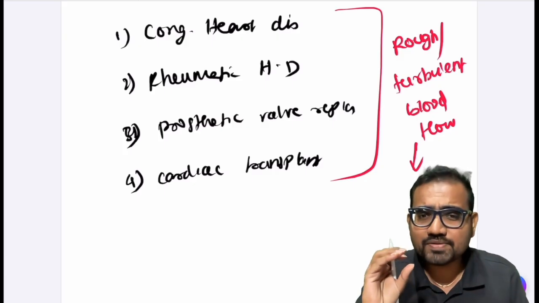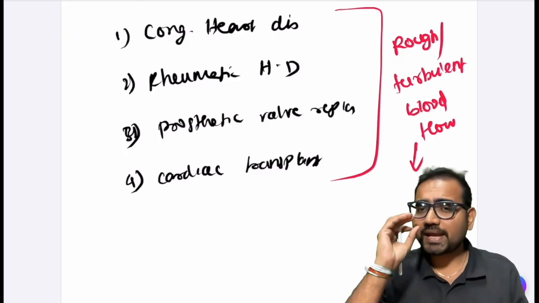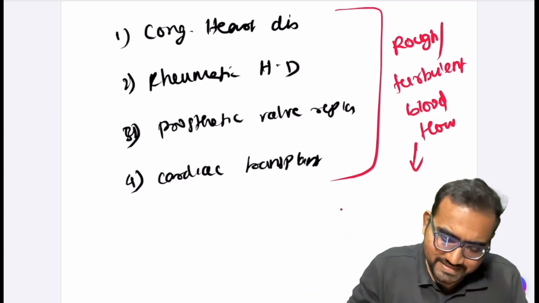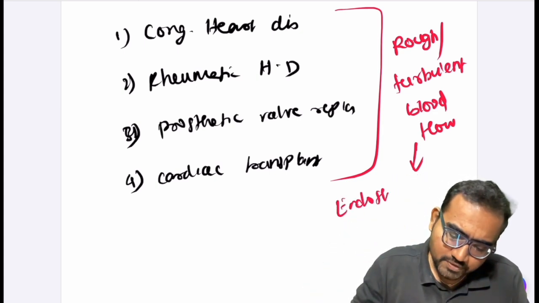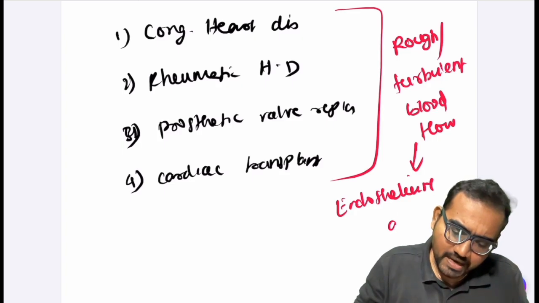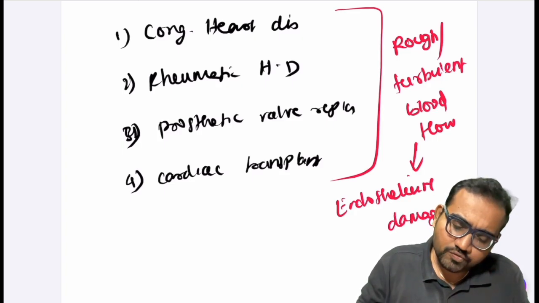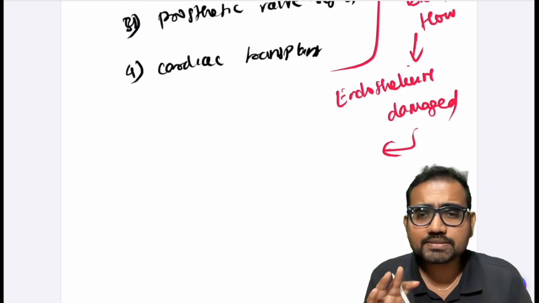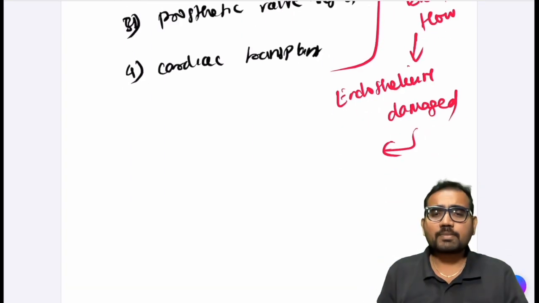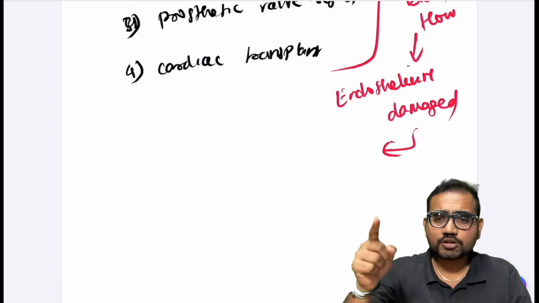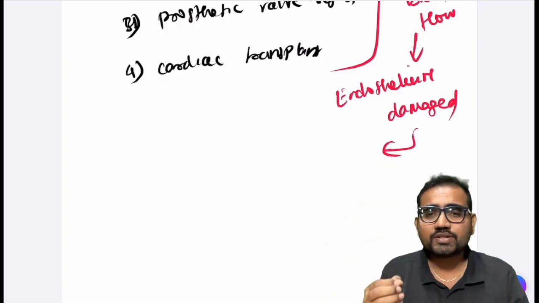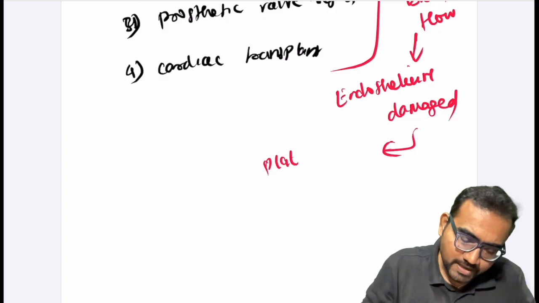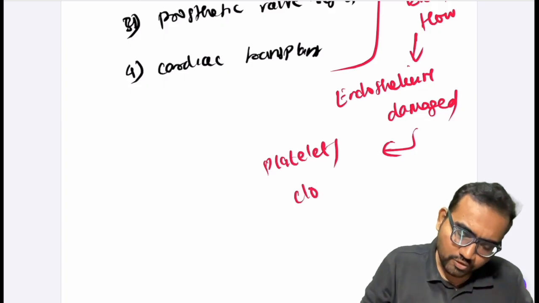We know that the blood vessel is lined by endothelium. So the endothelium, because of this rough or turbulent blood flow, is getting damaged. So we all know any damage to the body signals in the form of inflammation. So what happens? Damage to the endothelium because of the turbulent blood flow is going to trigger platelet formation. Platelet plug is formed. So platelet or clot formation takes place.